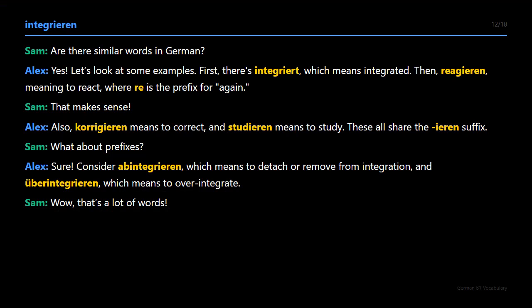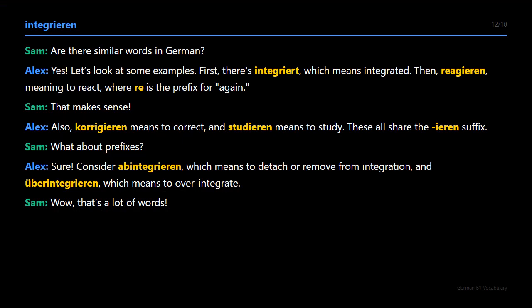Also, korrigieren, means to correct, and studieren, means to study. These all share the ian suffix. What about prefixes? Sure.